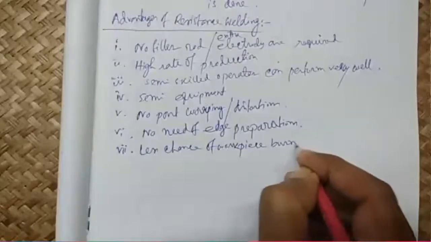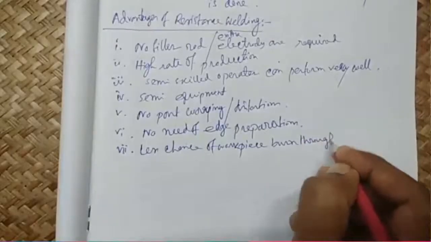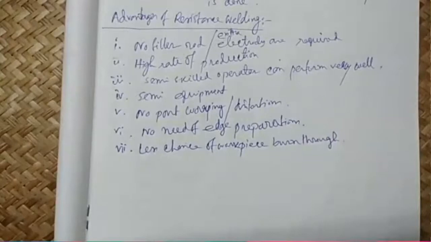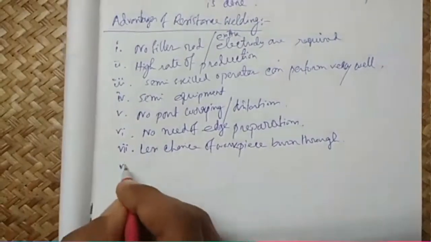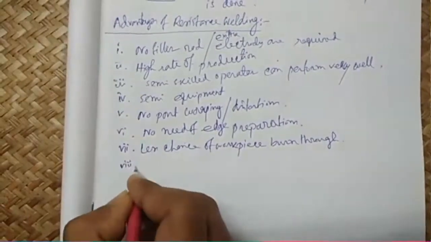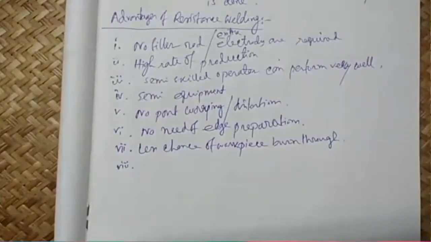So less chance of workpiece burn through. If the workpiece burn through occurs, it will occur only a single time. So you just change your parameters, and then every time you weld, the workpiece will not burn through, because the circuit breaker will remember the time and the current value. So whenever the time passes, the circuit breaker will stop the current, and the heat generation every time will be the same.